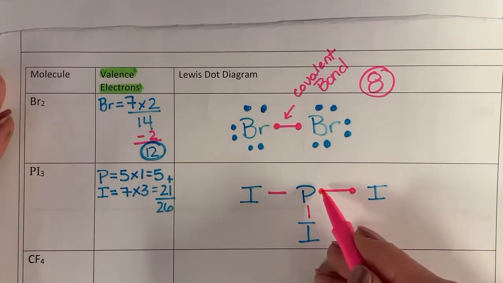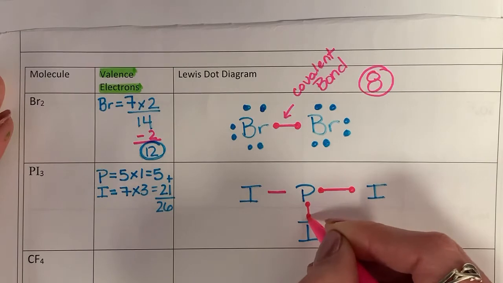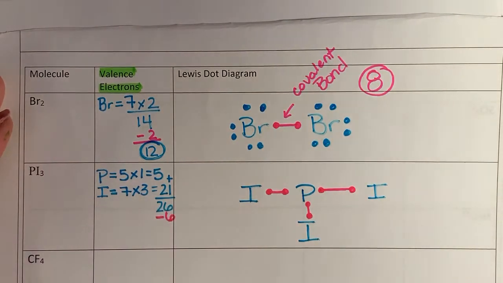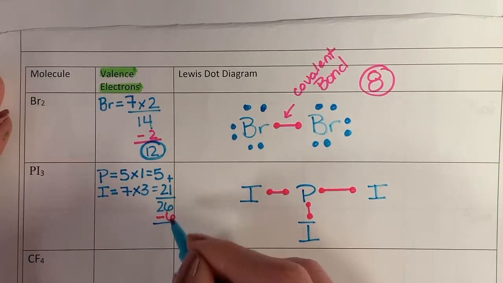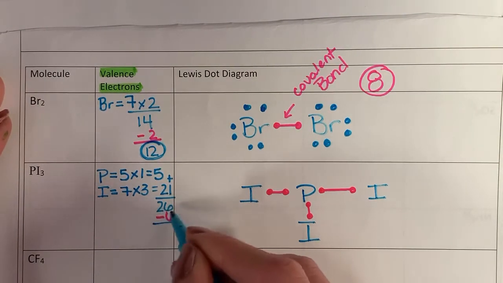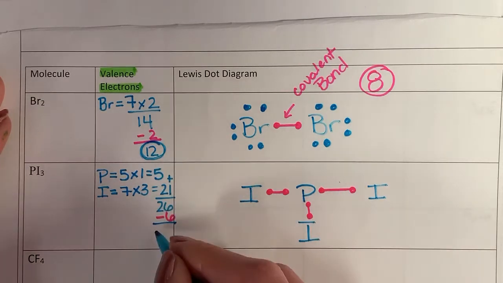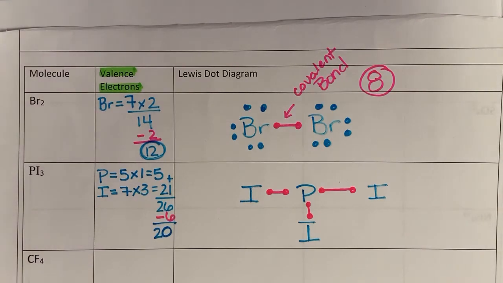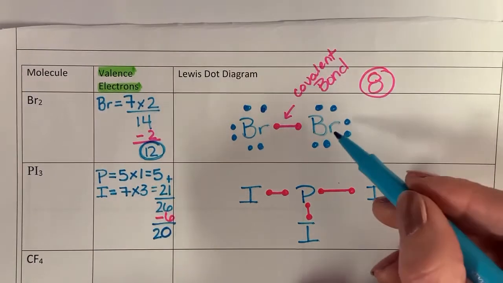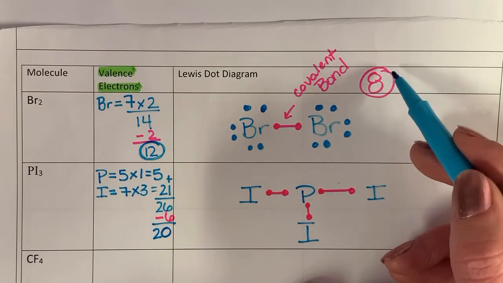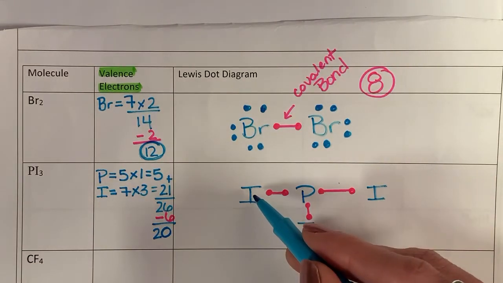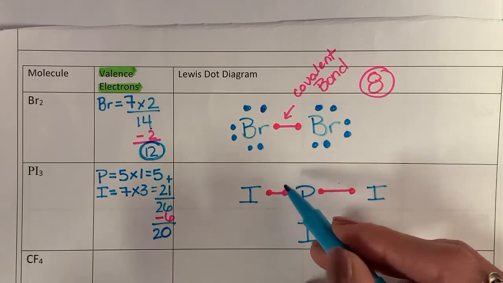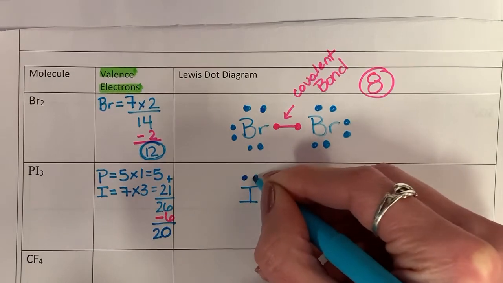So I've used 2, 4, 6 electrons in my picture already. I started with 26 electrons I was going to draw. I've drawn 6, so I need to draw 20 dots. Everybody's trying to get to magic number 8. So let's start with iodine first. Iodine has 2 already. He wants to get to 8, so he needs 6 more.